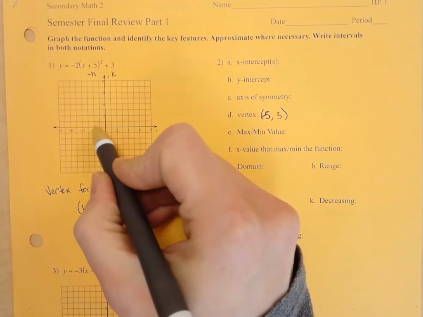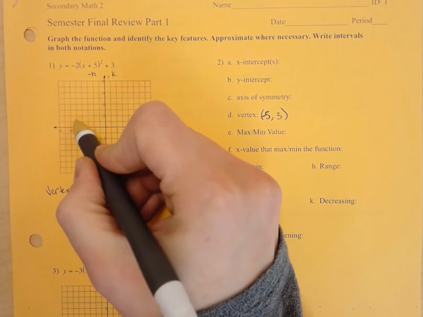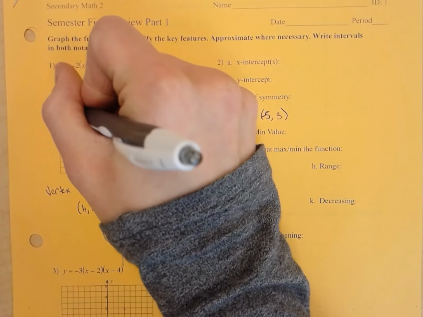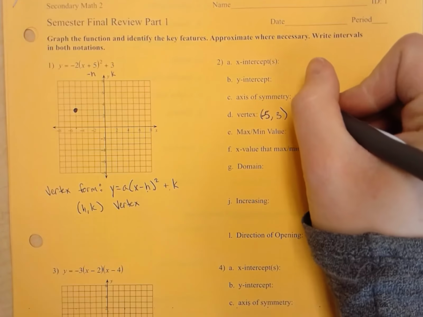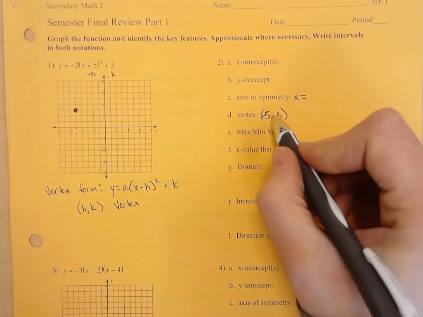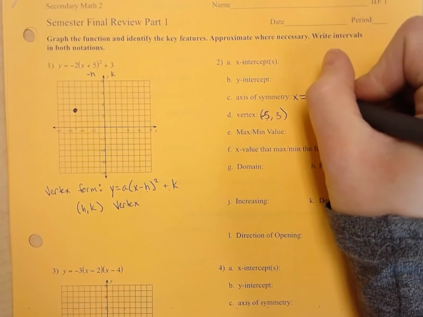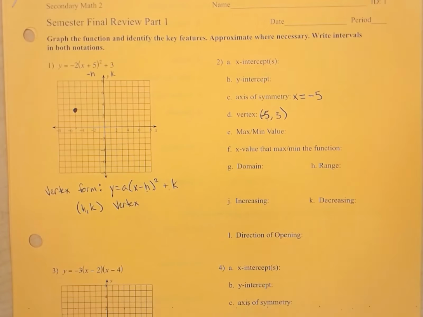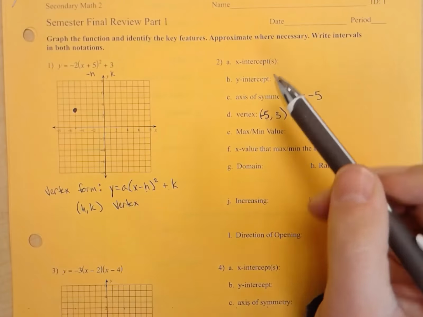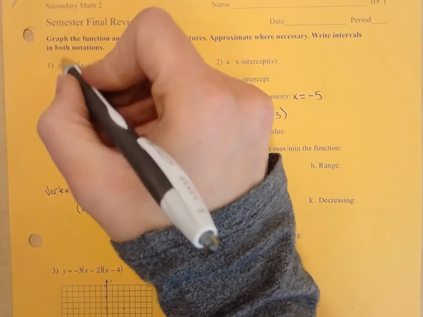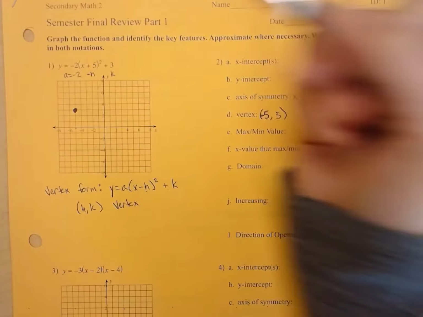So I'm going to go over negative 5 and then positive 3. Okay, so that's my vertex. I already know that my axis of symmetry is always x equals the x-coordinate of the vertex. So I know that already as well. Okay, so my a value here is negative 2.